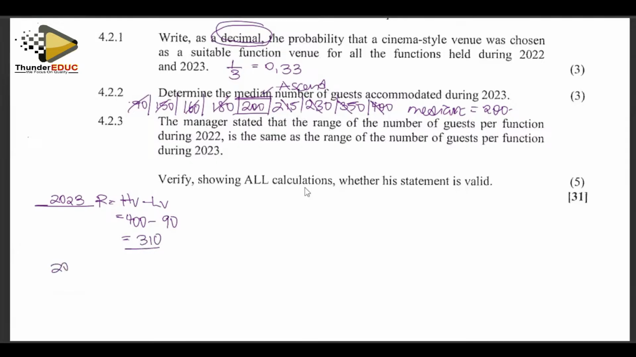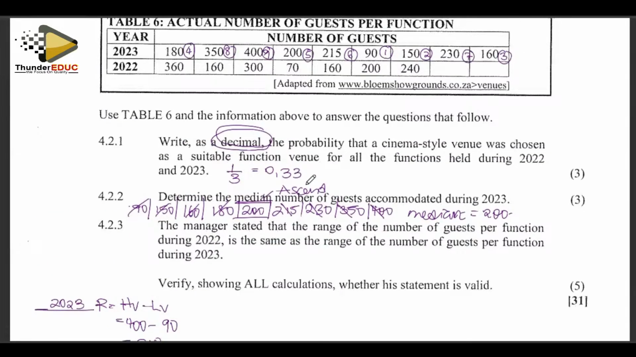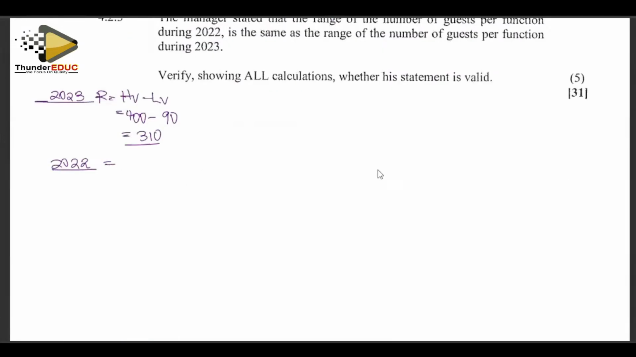So what about 2022? You don't need to repeat the formula. We've already seen that you know how to use it. But pick the number. 2022, what was the highest value? Highest value in 2022 was 360. And the lowest value is 70. So 360 minus 70. And here, looking at it, you have 290. So the statement is what? Don't forget this. The statement is invalid.